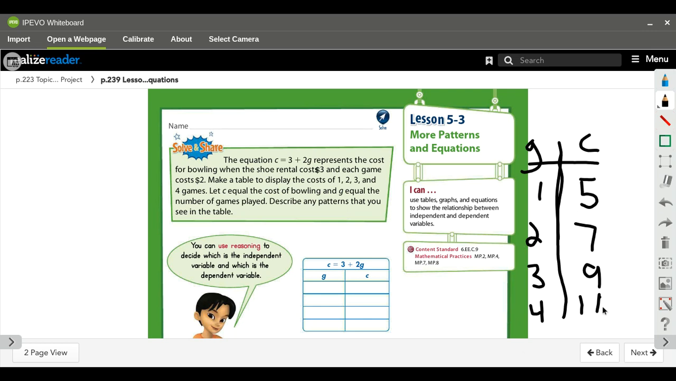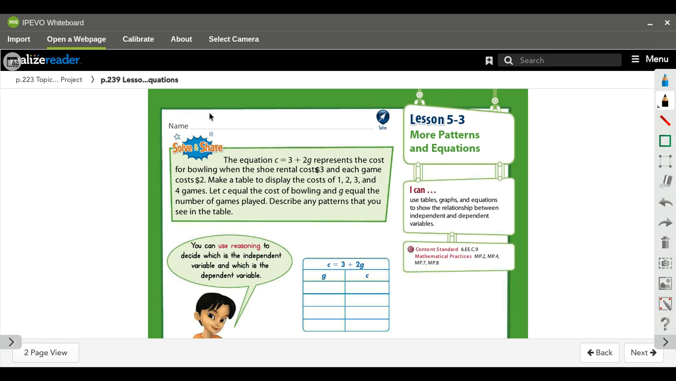So when I look here, what I notice, if I look at 1 and 5, 2 and 7, 3 and 9, and 4 and 11, is that each value for C is going to be 2 times greater plus 3. Okay, so the value of C is 3 more than 2 times the value of G. So I add 3 when I multiply 2 times G. So 2 times 1 plus 3 gives me 5. 2 times 2 plus 3 gives me 7. 2 times 3 plus 3 gives me 9. 2 times 4 plus 3 gives me 11. So that's the pattern that I have within the table.